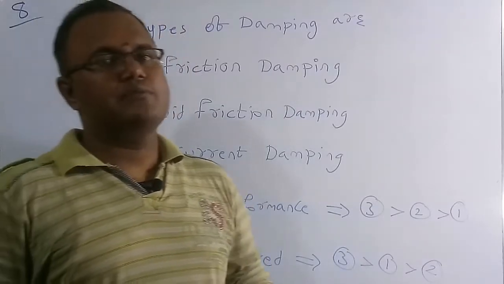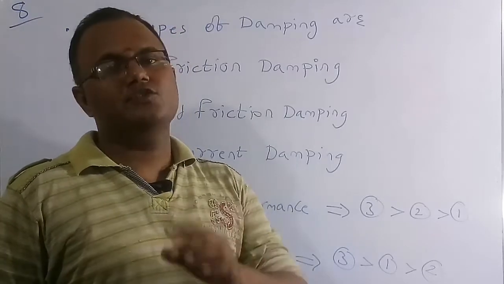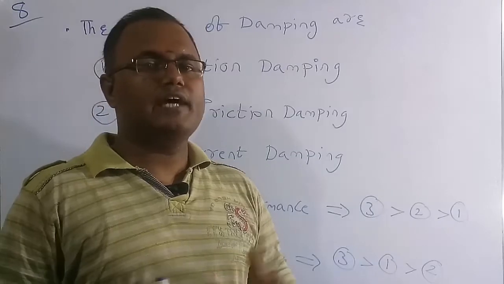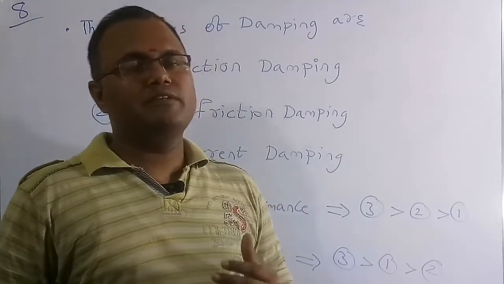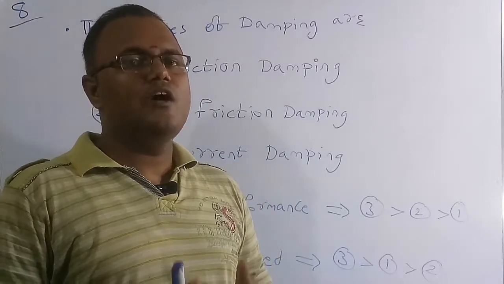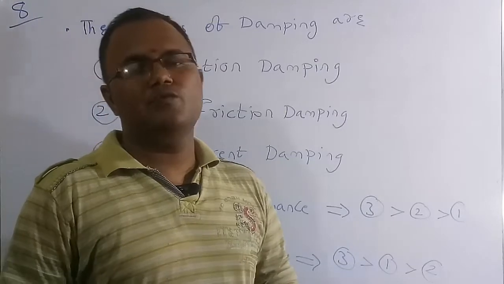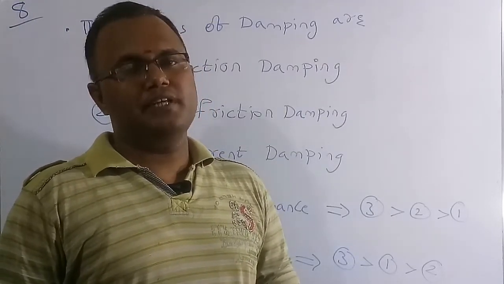But due to some oscillations present at the steady state, the pointer is going to oscillate. So we have to reduce these oscillations as soon as possible. Therefore we use damping, which absorbs the oscillation energy and reduces the oscillations in a very small amount of time. That is the purpose of using the damping in measuring instruments.